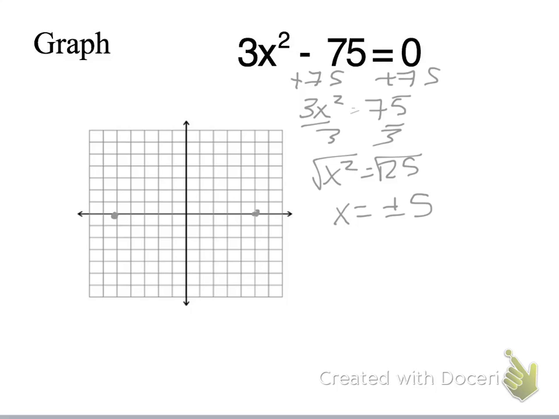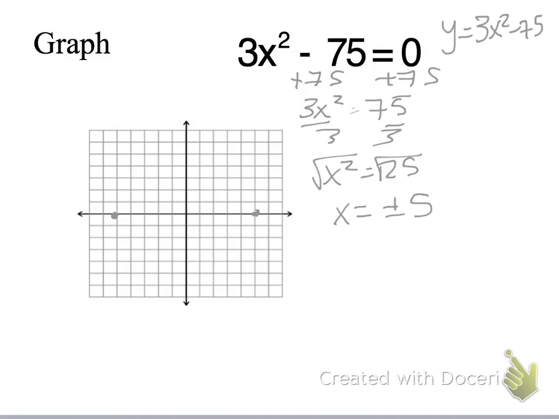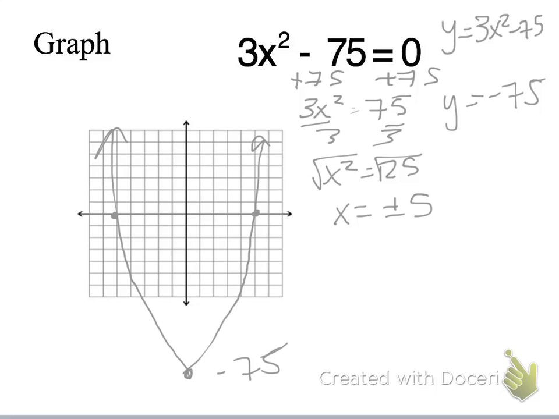Okay, so based on this, let's rewrite our equation. So y equals 3x squared minus 75. Based on this, it's positive, so we know it's going to look like a smiley face. Okay, so if I was just doing the general graph, if I wanted to find my y-intercept, I would plug in 0 for x, so I'd get y equals negative 75. So I know it crosses my y-axis at negative 75. So my general graph is going to look like this.